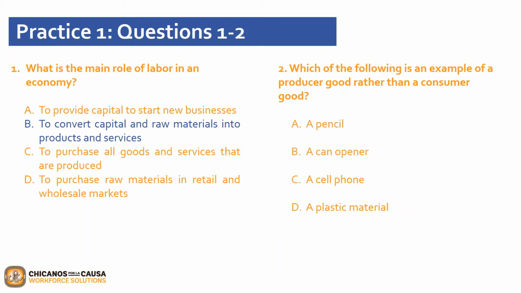Going back to our previous conversations, we know that a producer is something that makes a product and a consumer is something that is ready to be purchased. A producer good is materials and items required. Looking at our answer options, we can see that the consumer, such as ourselves, is likely to purchase a pencil, a can opener, and a cell phone. However, plastic is a material, therefore a producer good. Therefore, the correct answer is D, a plastic material.